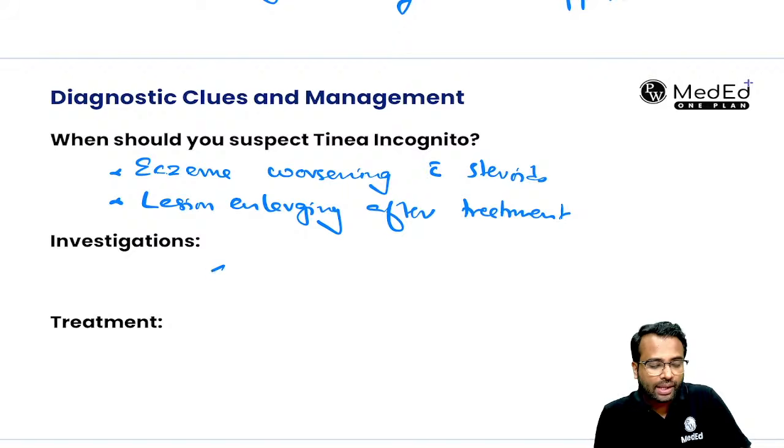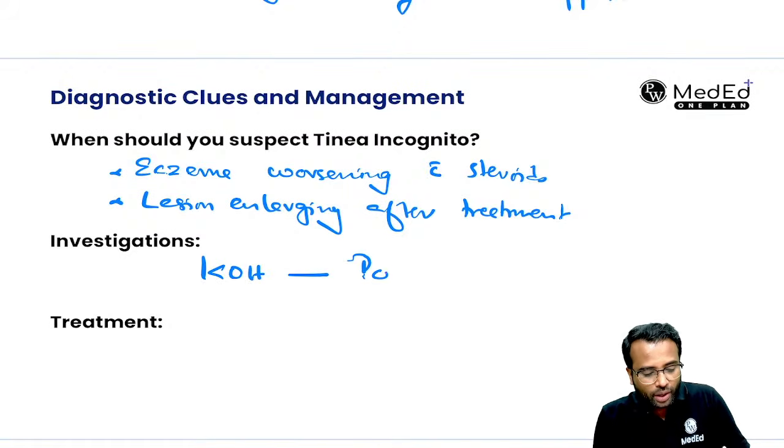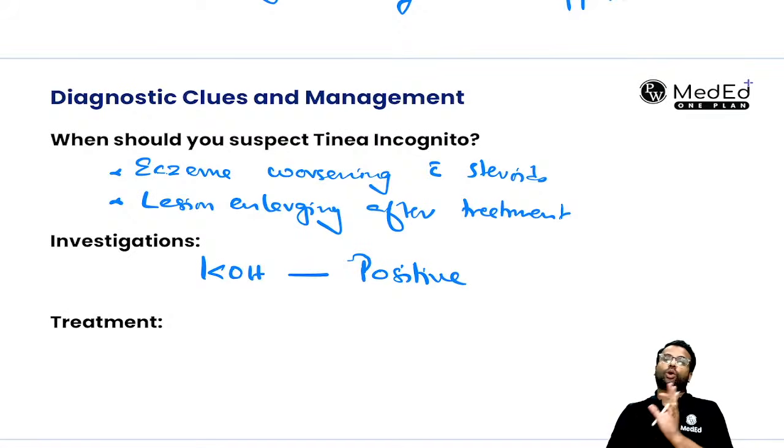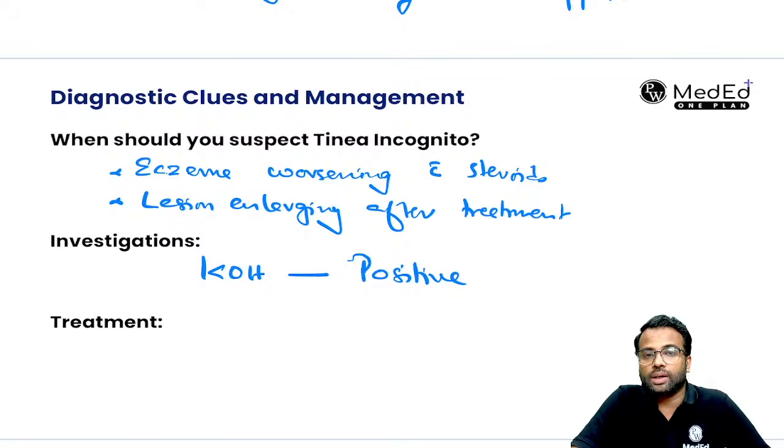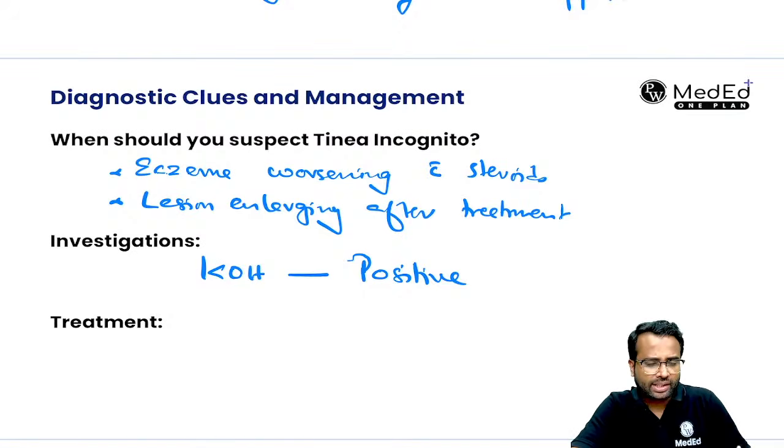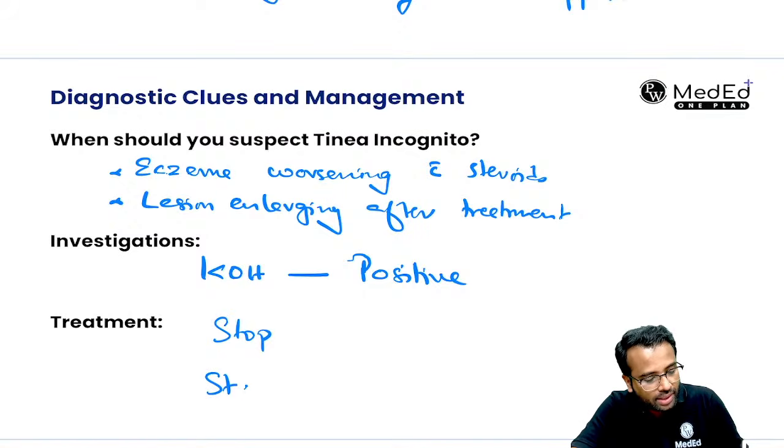Here again you are going to do a KOH test, because KOH is going to be 100% positive. Even though the lesion does not look like a fungal infection anymore, it is still going to be positive because steroids are not fungicidal. Steroids are not fungicidal. Clear? And then what should be our treatment? Treatment is simple. You need to stop something and you need to start something.